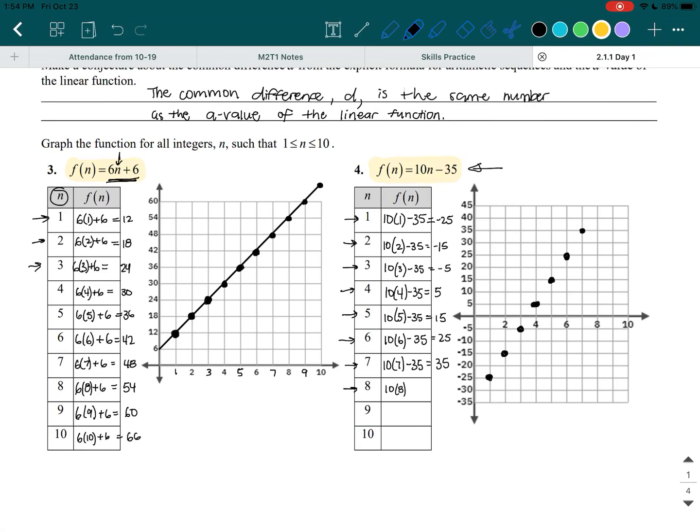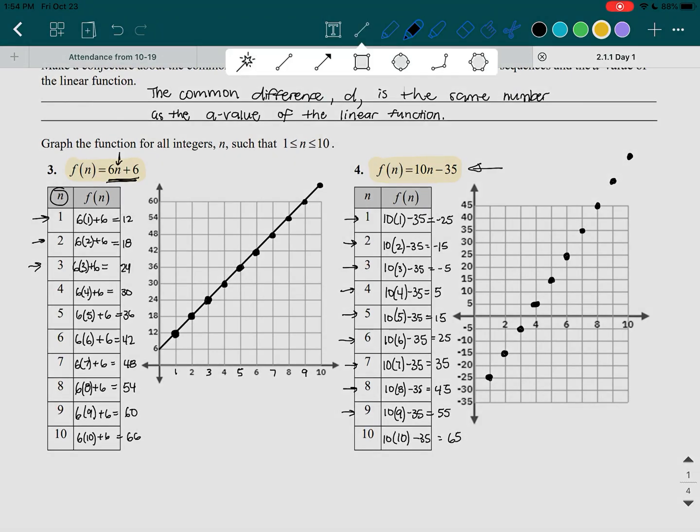Plugging in the next point. You get 45. That's over here. And it's okay if our graph continues on top. It's totally fine. We have 10 times 9 minus 35. You get 55. I'm just going to say it's about there. And the last one, 10 times 10 minus 35, and you get 65, which I'm going to say looks about there. You don't need to be completely accurate. It's just us plotting points outside of the graph, so it's okay. And when you're finally done, connect it all with a straight line.